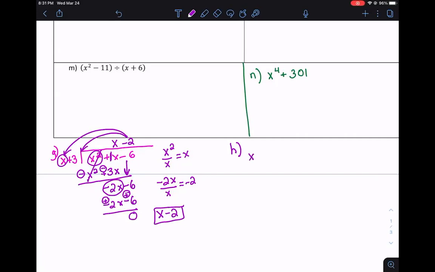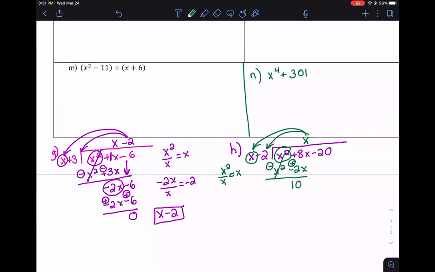So H says x minus 2 is the divisor, and x squared plus 8x minus 20 on the inside. Again, I'm going to ensure that I don't have any missing terms. I go from 2 to 1 to the constant, so I'm good. Let's go different color here. So x squared divided by x, again, is just going to be x. X times x is x squared. X times -2 is -2x. Negate, negate. These cancel, 10x, and I bring down my -20.